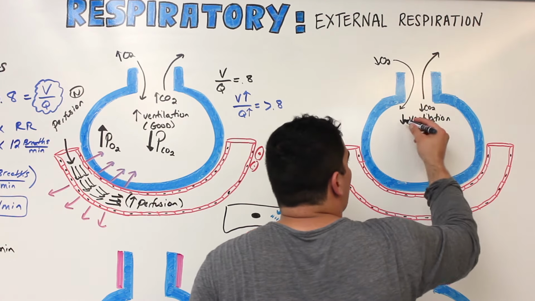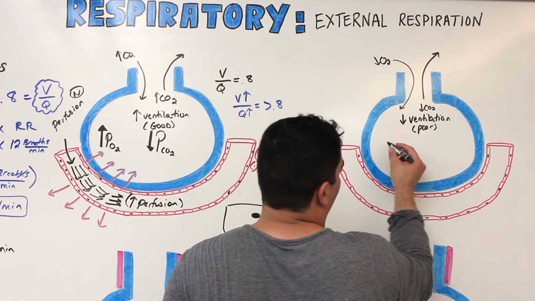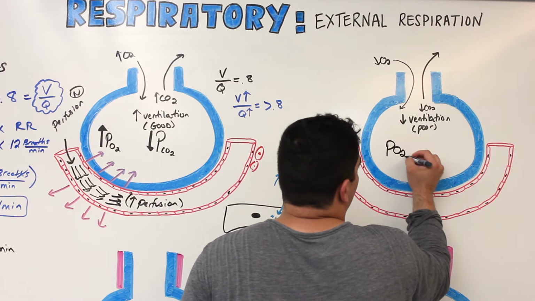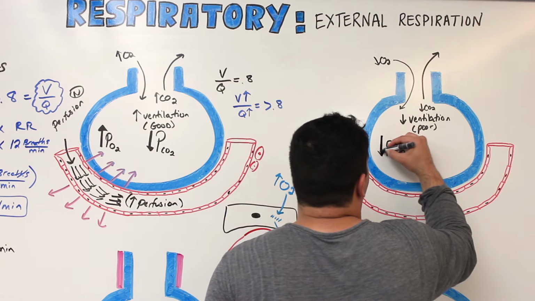If there's very little of this exchange, what's going to happen to the partial pressure of oxygen now? Well, now there's not going to be a lot. So it's going to be the exact opposite. So now the partial pressure of oxygen is going to what? It's going to decrease. It's going to go down.